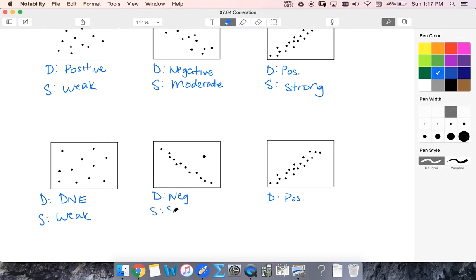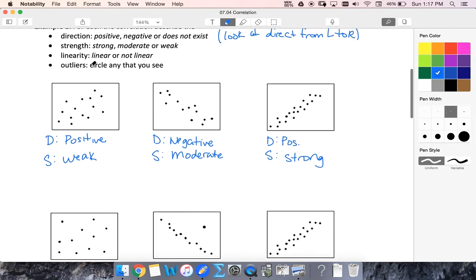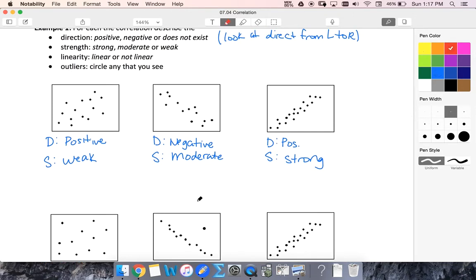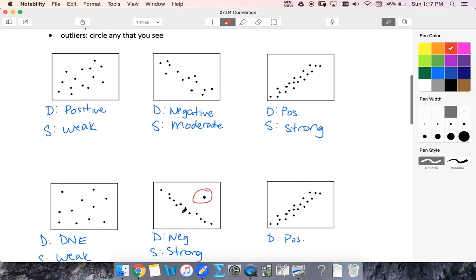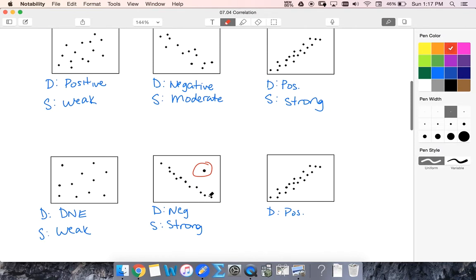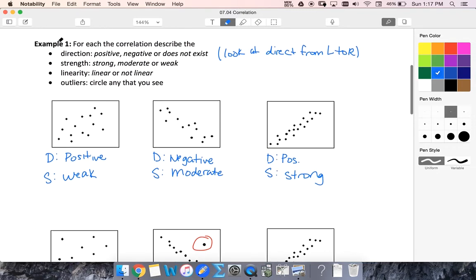Here we could still say that this is strong because this is going to go in with my outliers. So I'm going to circle this as an outlier. If we ignore that outlier, it's a very strong connection. And this one's the same, so I'm not going to write on that one anymore.